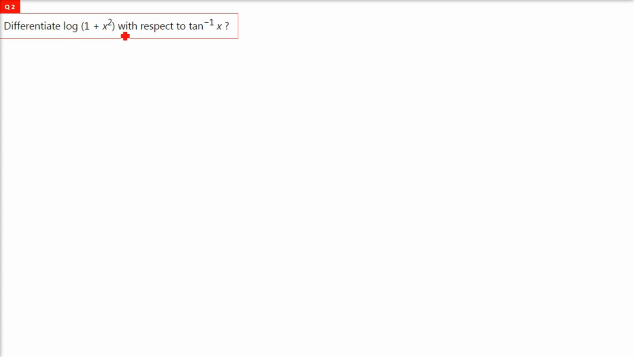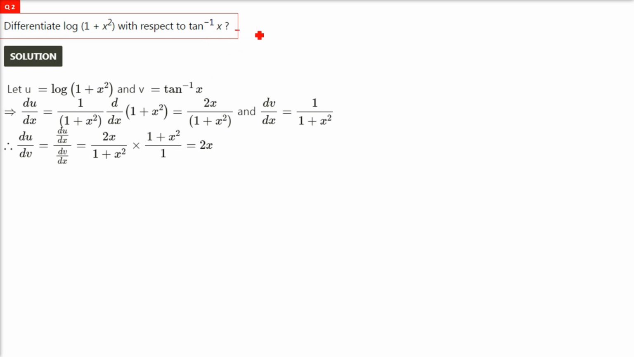Differentiate log of 1 plus x square with respect to tan inverse x. So d of this divided by d of this. This has to be done. The questions which are upcoming, they will have a range also. They'll give the boundary or limitation or range, you can say. I will discuss about that. So log of 1 plus x square, d of this divided by d of this, tan inverse x.